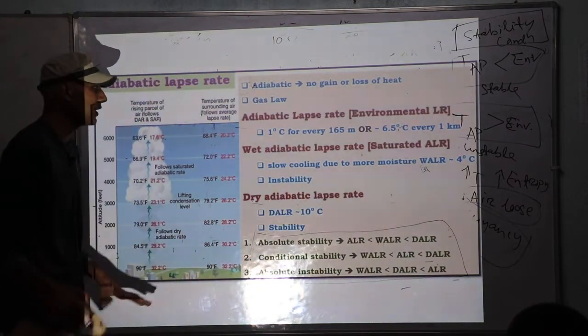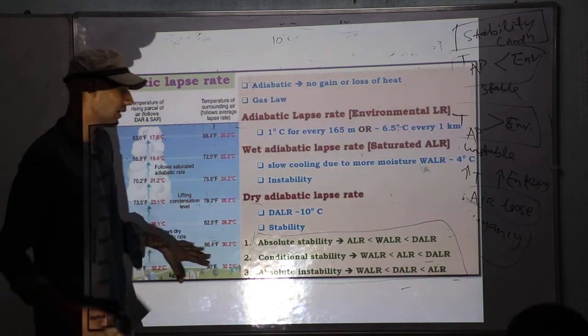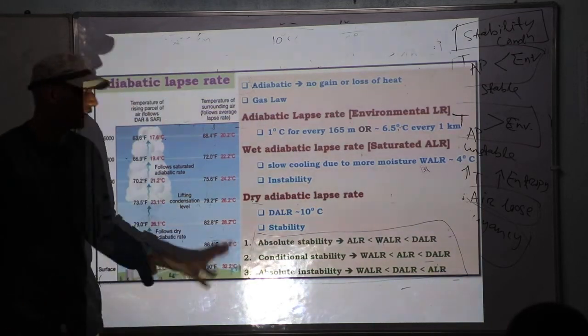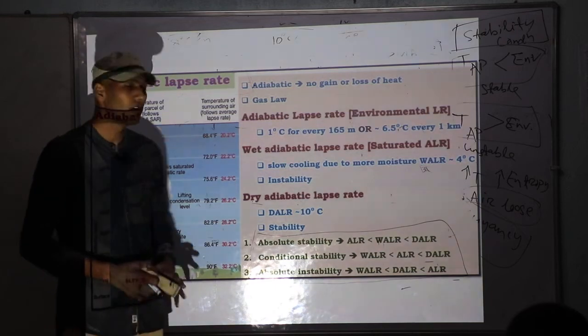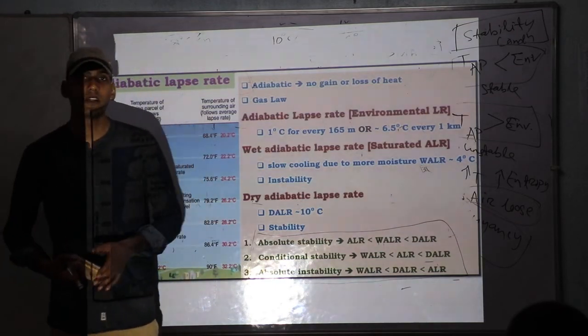So these are the conditions, and questions are asked every year repeatedly on this in NET exams. So we'll continue in next videos for next concepts.